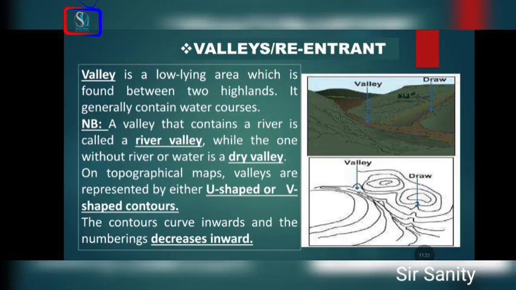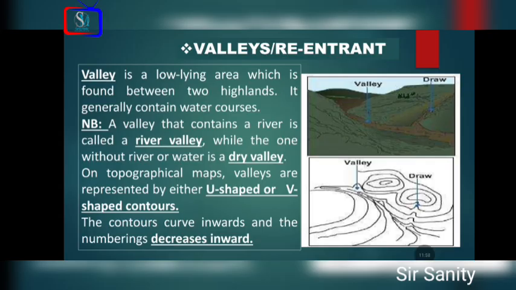So when you look at the diagram we have here, like at the extreme right corner, you could see that. Now, a valley that contains a river is called a river valley, while the one without river or water is called a dry valley. On a topographical map, valleys are represented by either U-shape or V-shape contours. The contour curves inwards, and the numbers decrease inward. So as you count into the smaller contour within, the values reduce, but as it goes outwardly, the value increases. That tells you that it is a valley.